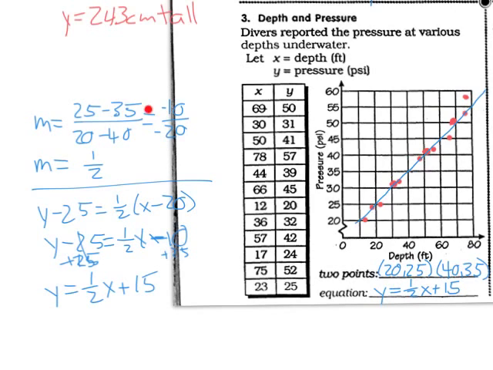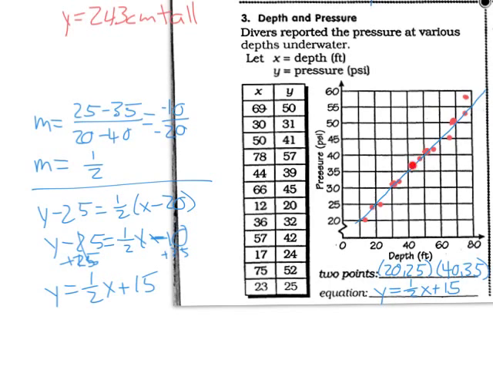So after I have my 2 points, I calculate my slope first, and I get a slope of 1/2. Your slope may be a little bit different, that's okay, but it should be around 1/2 or 0.5. Then I pick one of my ordered pairs, so I just picked my first one, 20, 25, and put it in point-slope form, solve down to slope-intercept. Yours might be a little bit different than mine, but that's okay. So in general, that's the process. And then I could use this to predict.